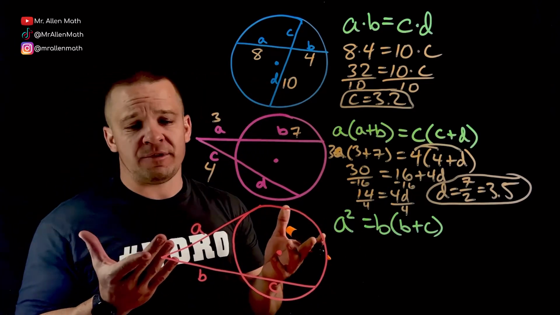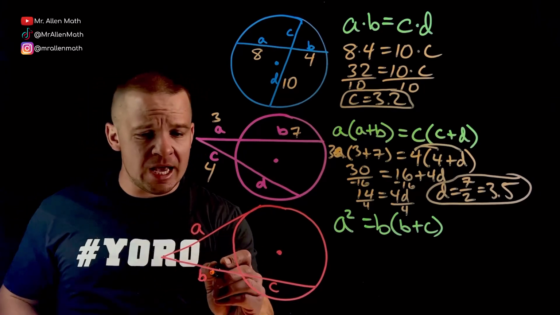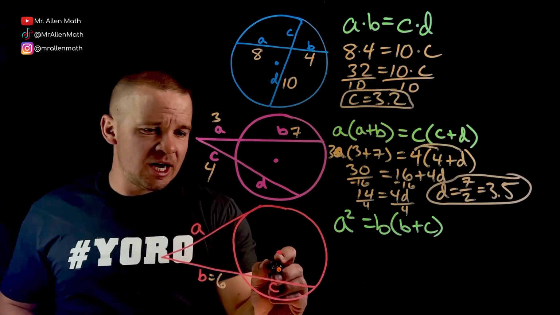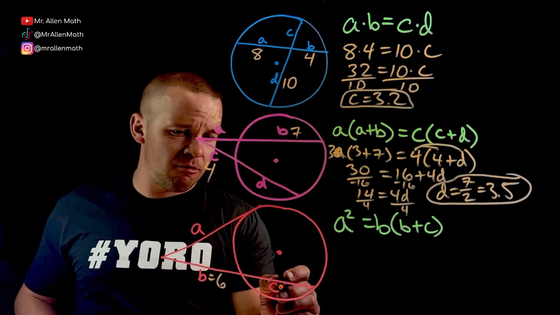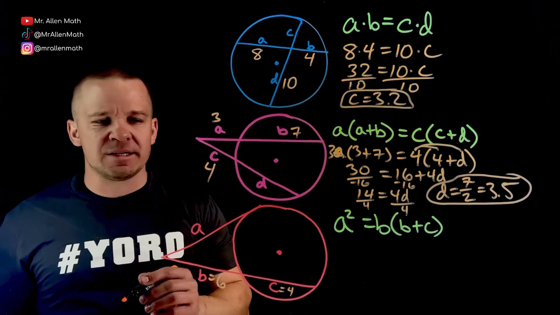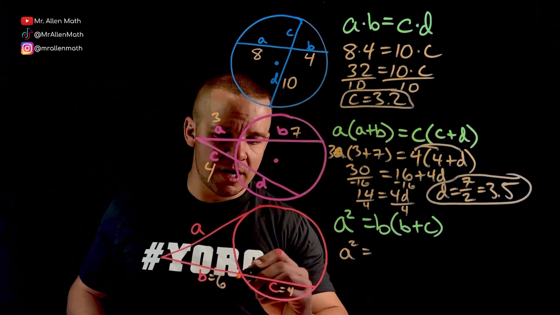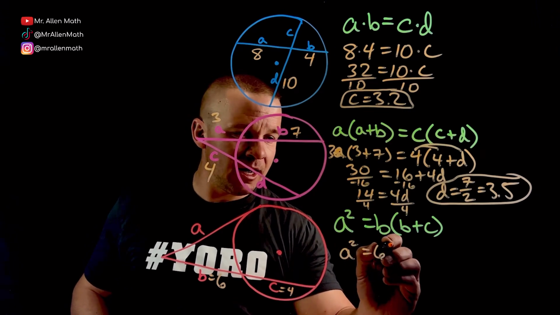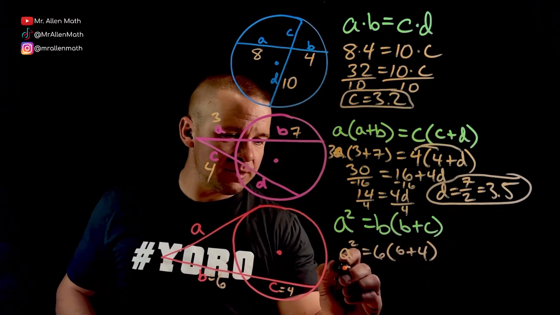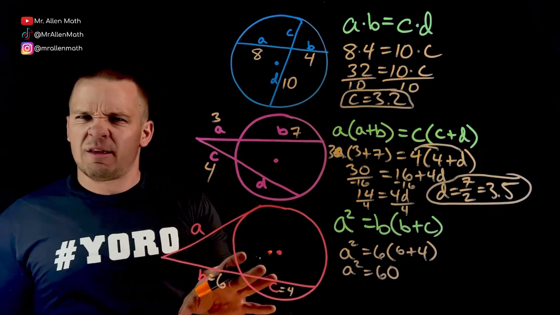All right, let us continue to the final one, my absolute favorite. I'm going to give you guys B. We're going to say B is 6, and let's say C is 4. We're going to solve for A. So A squared equals B, which is 6, times B plus C, so 6 plus 4, which is 10. So A squared equals 6 times 10, which is 60. Okay, I think we can handle that.